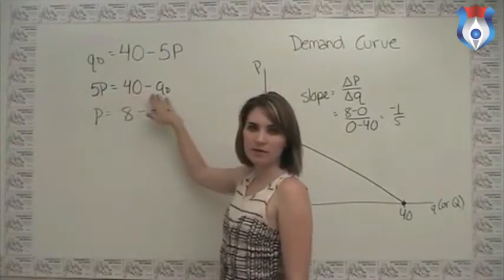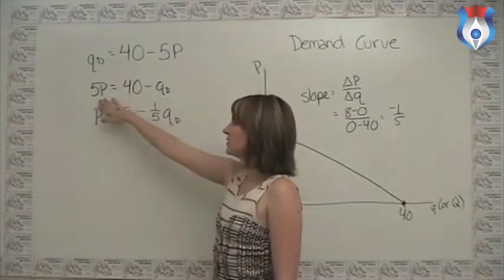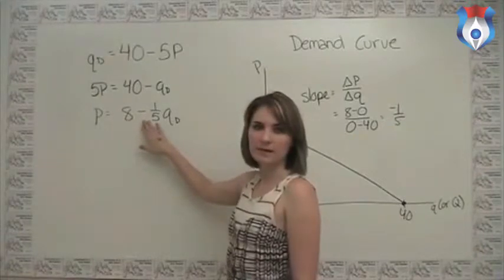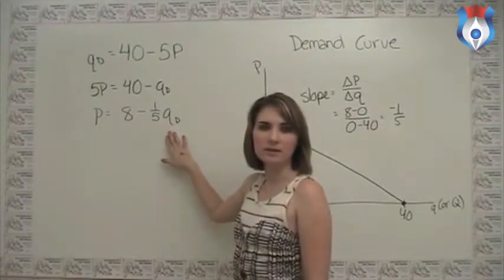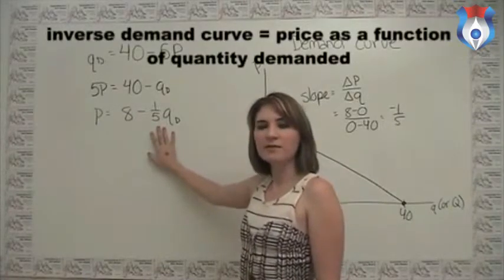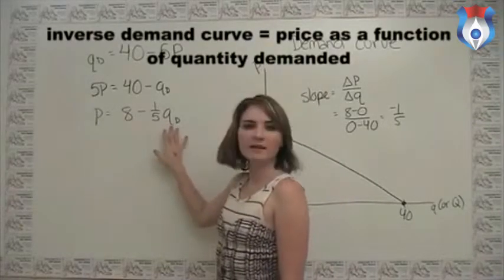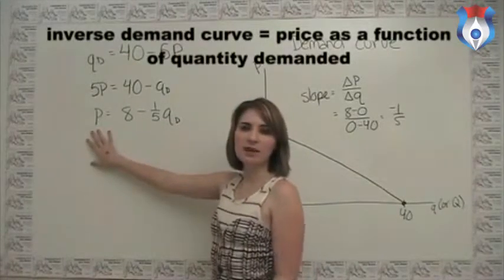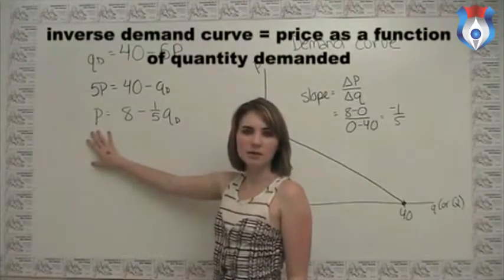In this case, we would just go through and put p on the left-hand side and say 5p is equal to 40 minus quantity demanded. We would then divide through by 5 to get that price is equal to 8 minus 1/5 times the quantity demanded. This is referred to as the inverse demand curve, and it really answers the question, for any given quantity, what is the price that we can charge such that we have that many customers lining up at the door?